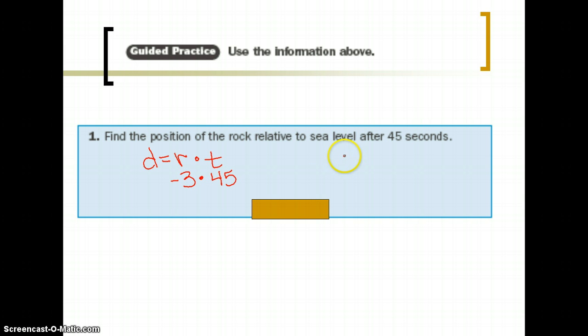For number 1, we do 45 times 3. This is 15, carry the 1. 4 times 3 is 12, plus 1 is 13. Different signs would make this negative 135 feet.